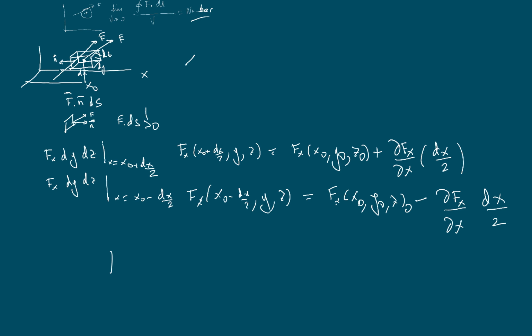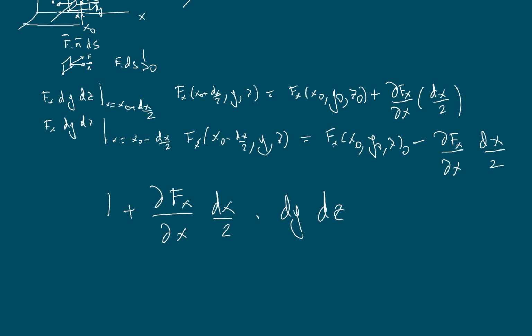It will be the value of f of x. I will not consider this one because it will cancel. The derivative of f of x with respect to x by dx divided by 2, that is the value of f of x, multiplied by dy by dz. So this flux will be positive.